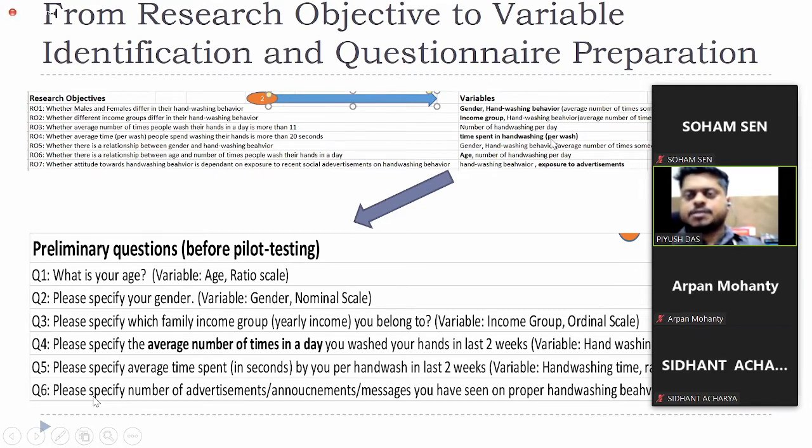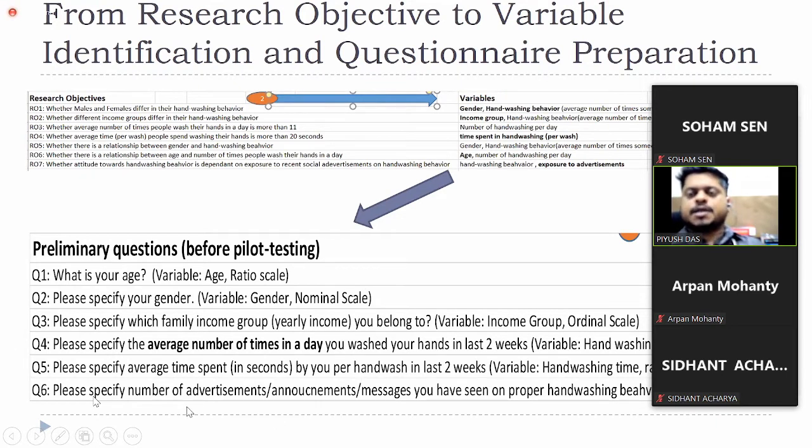How many seconds, right? They take time to wash their hands. So that is another variable. Then exposure to advertisement. How many advertisements they have seen in the last 2 weeks or 3 weeks, right? I have put 2 weeks. So these are certain variables I'm trying to collect data on, right? And from those variables, you will create your questionnaire.